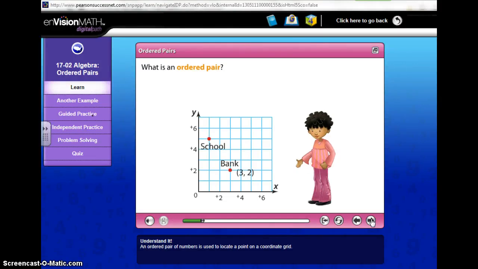What is an ordered pair? Well, ordered pairs show the exact spot on your grid. When we look at this coordinate grid, we start at 0 and we go 3 blocks to the right, or the west. Then we go 2 blocks north and we're at the bank. So we write that 3, 2.